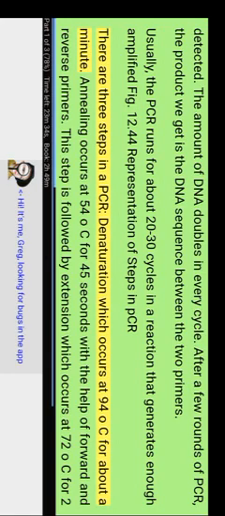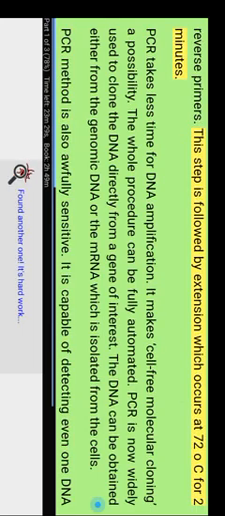There are 3 steps in a PCR. Denaturation, which occurs at 94 °C for about a minute. Annealing occurs at 54 °C for 45 seconds with the help of forward and reverse primers. This step is followed by extension, which occurs at 72 °C for 2 minutes.